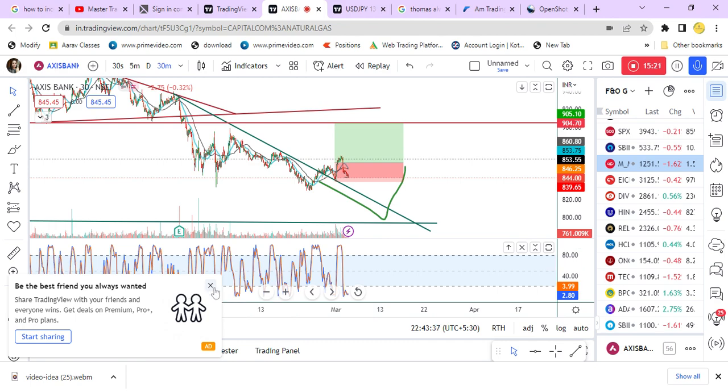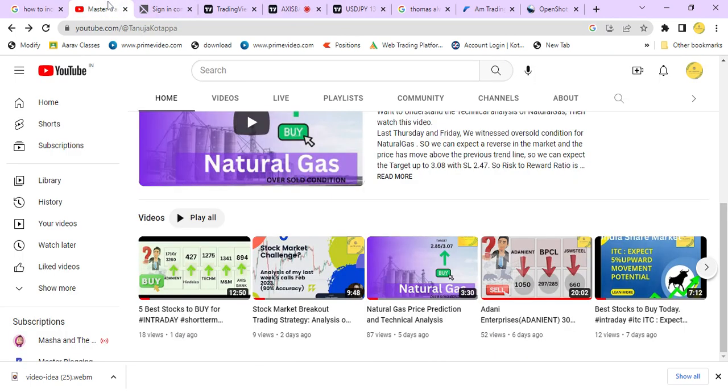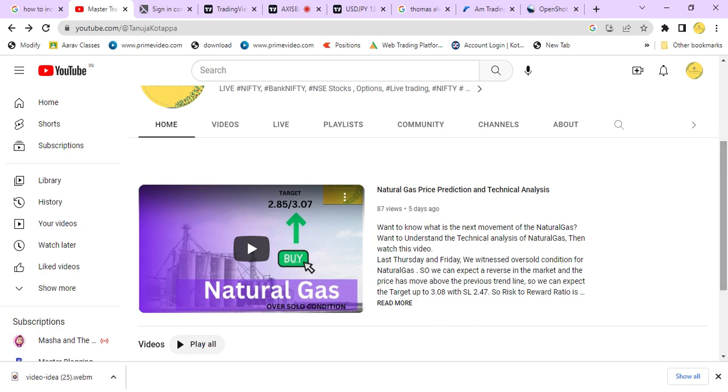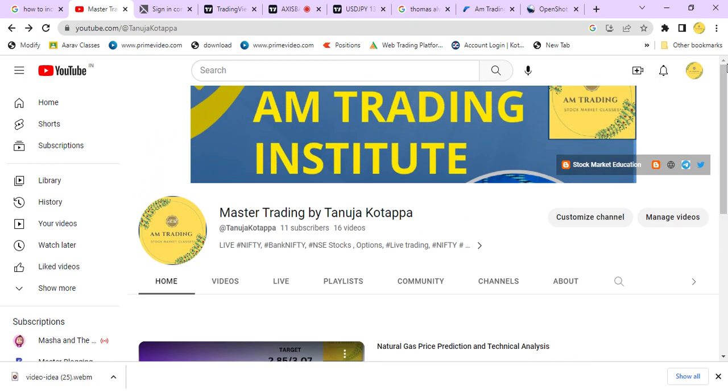So almost how many calls? Here 5, there 5, 10. Out of 10, 2 calls hit the stop loss. So 8, and this one natural gas also. So 11. Out of 11, 2 stocks hit the stop loss. So we are in profit with 9 stocks. So almost 80 to 85% accuracy will be there. Okay, this is all about my calls analysis.